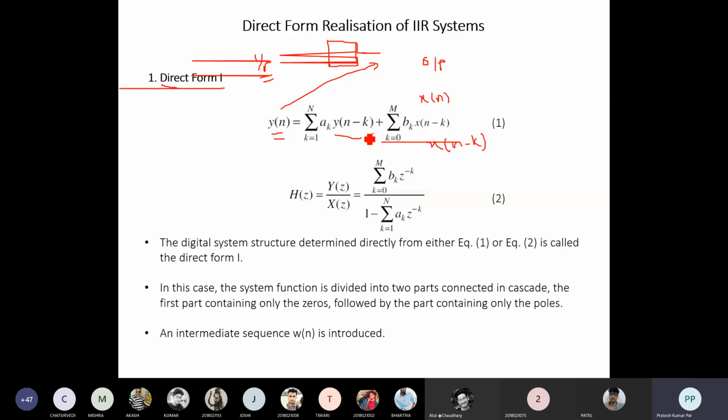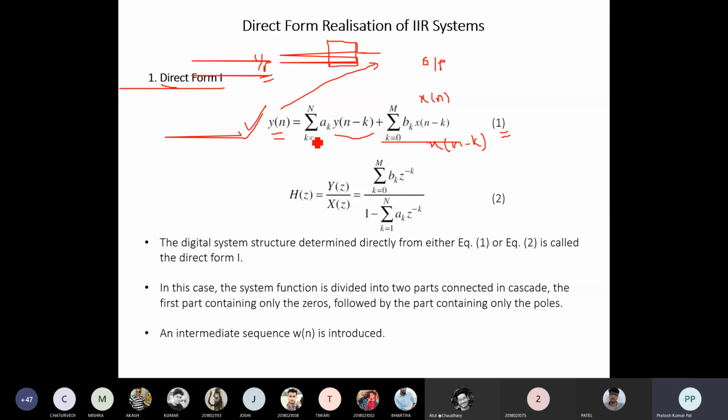So y of n is the output here, the present value of the output, and it depends on the past values of the output also, along with the present and past values of input. So this is the generalized equation for any system. Any system that is defined, that is a stable system, that is a causal system, will be given by equation 1. Equation 1 defines the causal system, which only depends on the present and past values of your inputs.